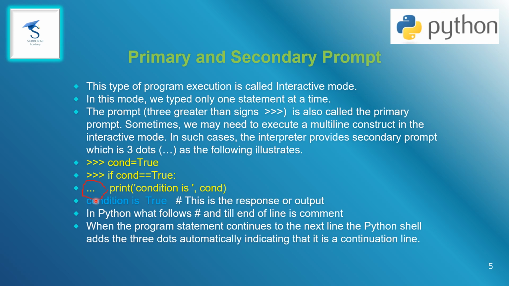So what is the statement prompt? It is made of 3 arrows, 3 arrow pointers. That's called the primary prompt. And the 3 dots is called the secondary prompt. So you can write a few lines like this. We'll keep adding three dots to tell the interpreter that this is a continuation line. So the output of this is here, condition is true.